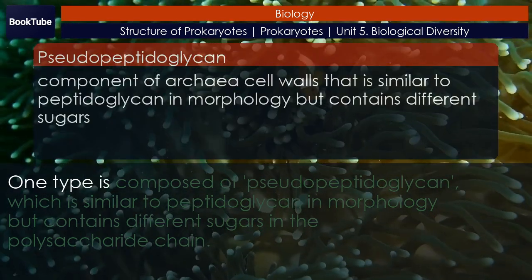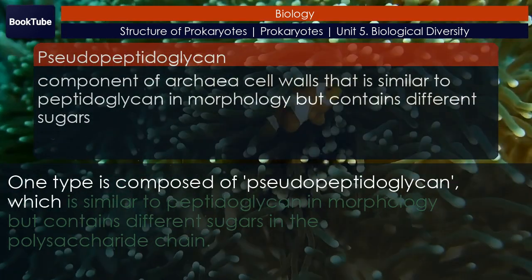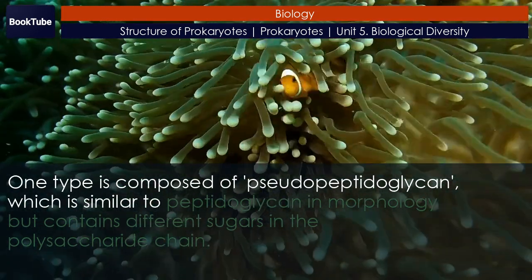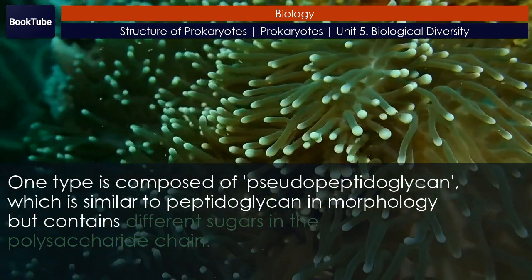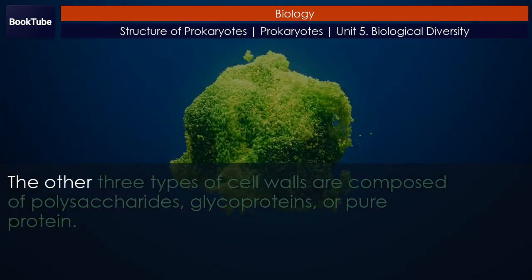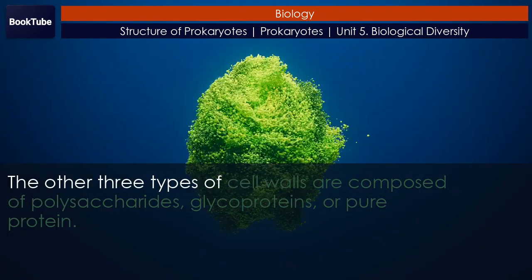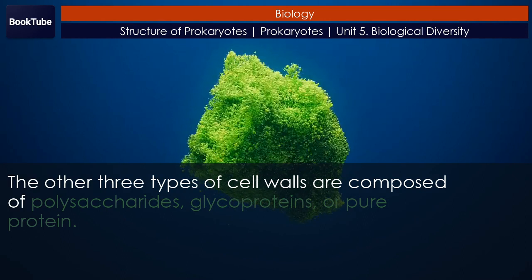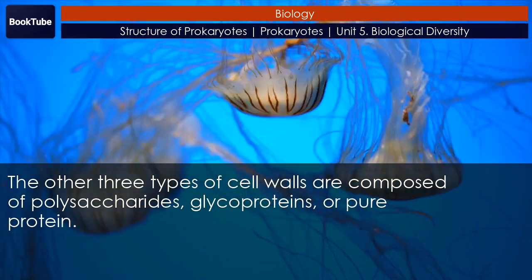One type is composed of pseudopeptidoglycan, which is similar to peptidoglycan in morphology but contains different sugars in the polysaccharide chain. The other 3 types of cell walls are composed of polysaccharides, glycoproteins, or pure protein.